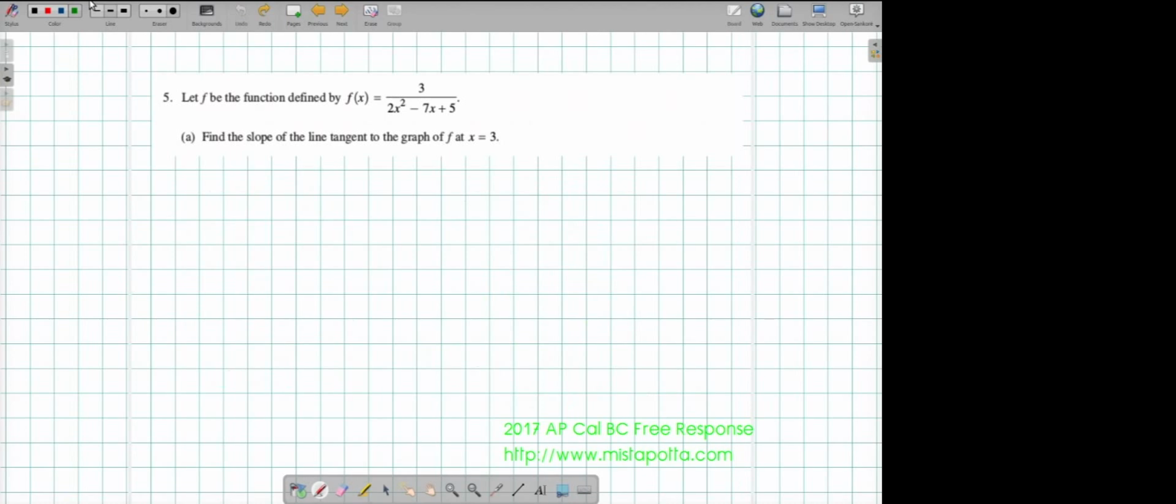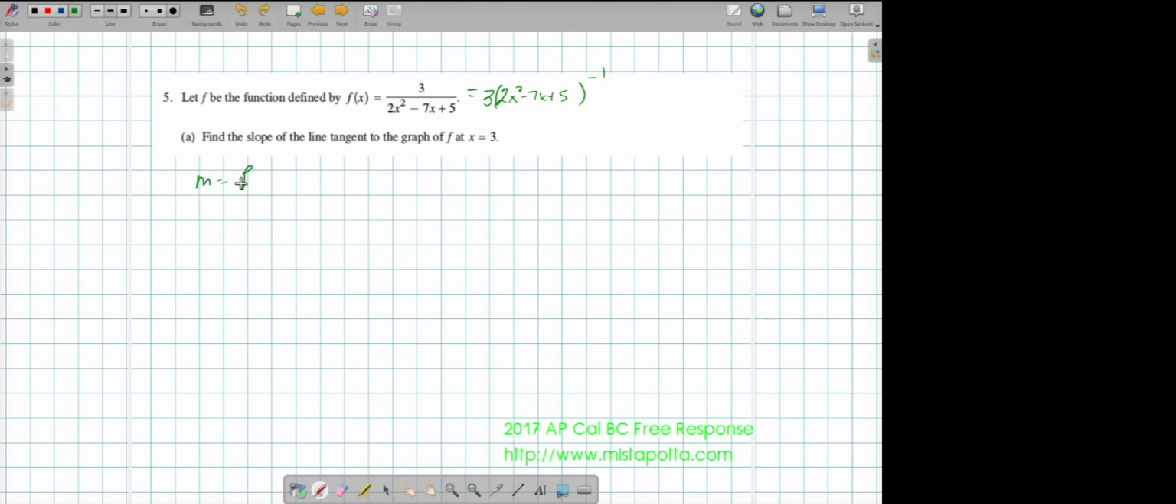So that's problem 4. And on to problem 5. So in problem 5, we're given this function and we want to find the slope. Now, it's going to be real easy for us to think of this as 3 times something to the negative 1 power, this 2x squared minus 7x plus 5. And I want to take the derivative of this to find the slope.